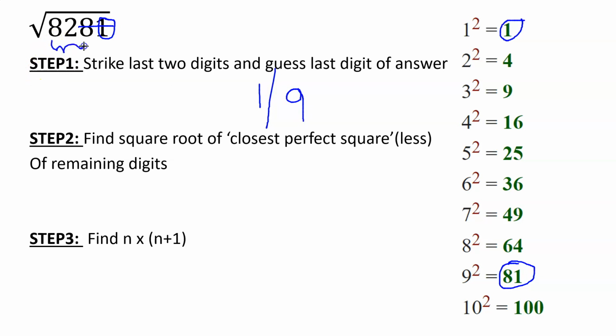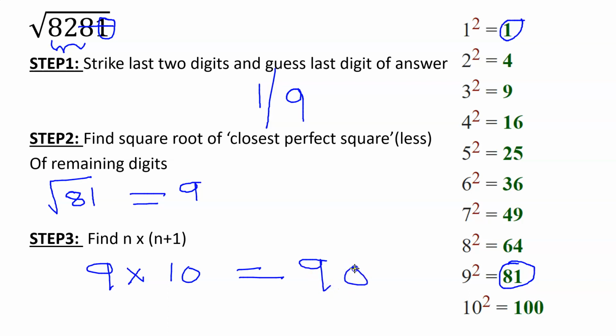Out of the remaining 2 digits, which is 82, the closest perfect square less than the number is 81 and square root of 81 is 9. So this number is 9. So you perform 9 into 9 plus 1, that is 9 into 10, which is 90. As we can see that this 82 is less than 90. As it is less, choose the lower of the 2 numbers in the step 1, that is 1. So the answer is 91.